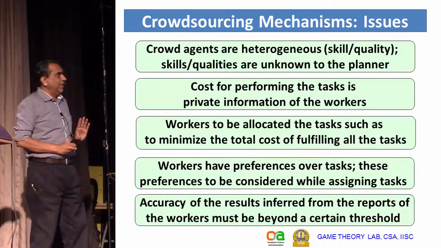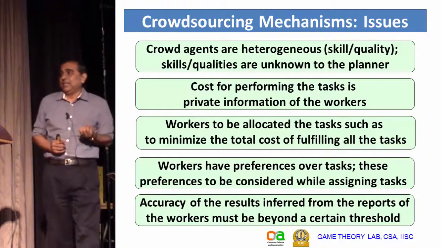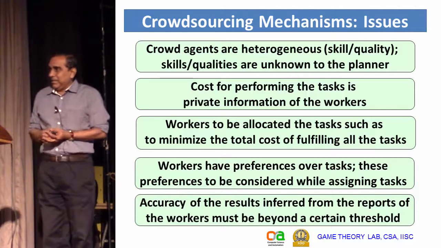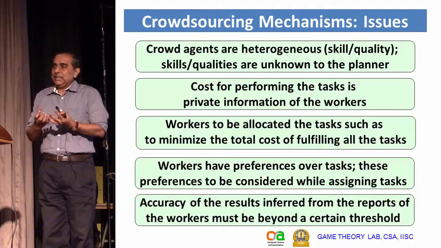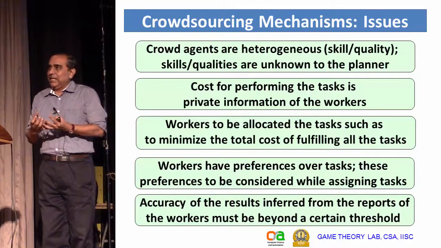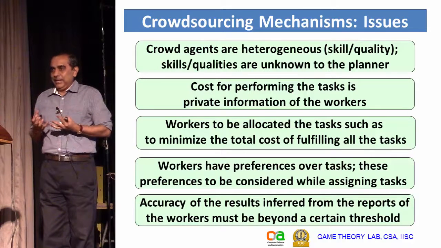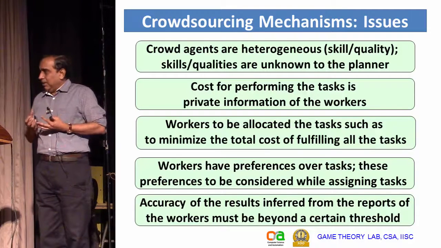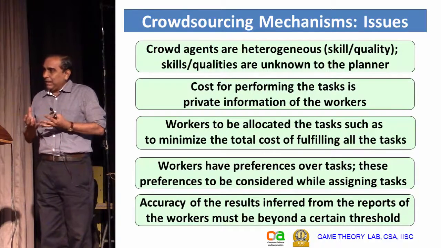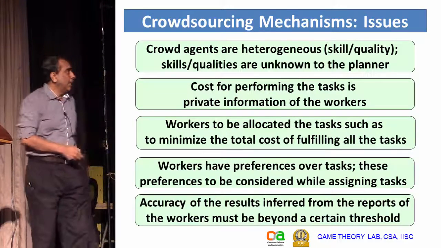Okay, the second issue here is that the cost for performing the task is private information of the crowd workers. The crowd worker has a certain cost for performing a given task, but this cost is known to the crowd worker and is not known to the social planner. So how does the social planner get to know the truthful valuation or the cost that a particular crowd worker has for performing a task is another very important issue.